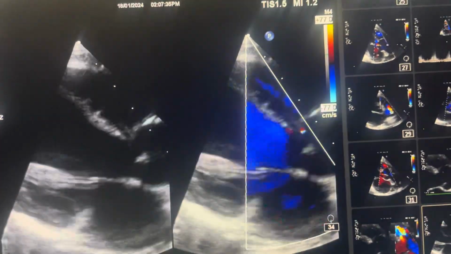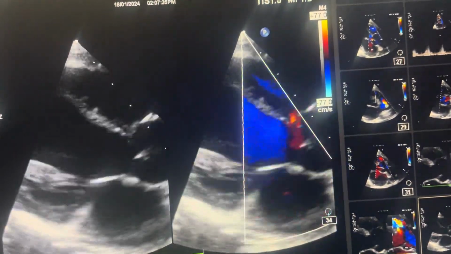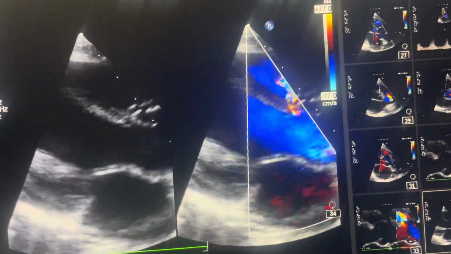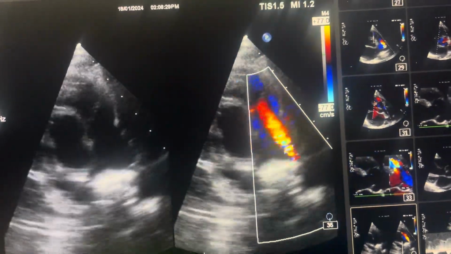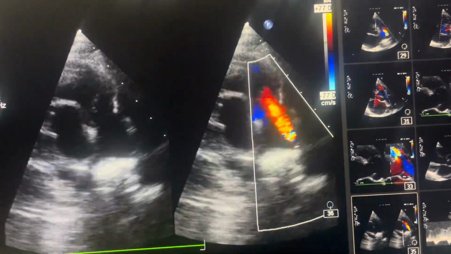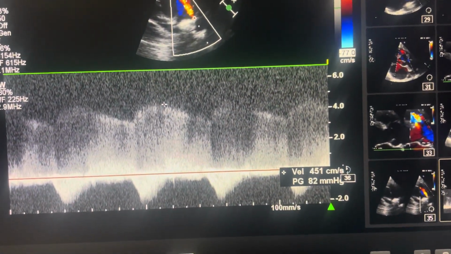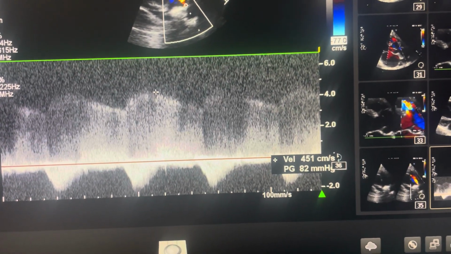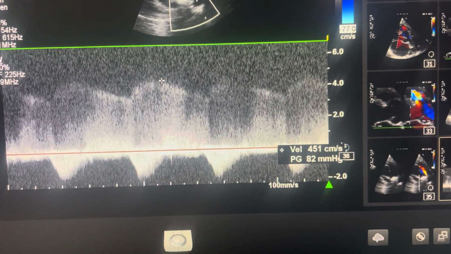Again, you see the VSD and AR. LA and LV are prominent in size, you can say LV mildly enlarged, if not severely enlarged. See the PDA, size of PDA is very small, restrictive. The peak gradient of PDA is 82 millimeter of mercury and velocity is 4.5 meter per second. So restrictive PDA.